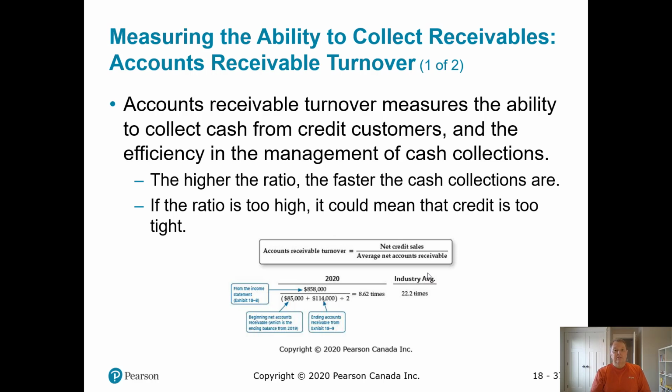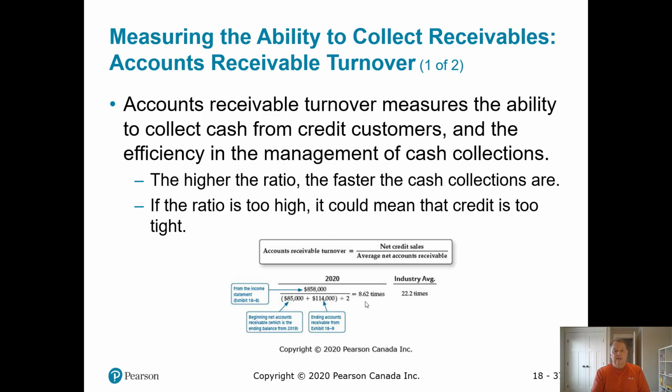And then receivables, same sort of thing. We're measuring how well we collect our cash from our customers. So the accounts receivable turnover is net credit sales over average net accounts receivable. So you can see it can be the beginning of the year and the end of the year, and then the income statement. Again, if it's all credit sales, it's easy to get that number. And it tells us how many times, again, we're turning over accounts receivable. So how many times are we selling something on account and getting paid in a year?